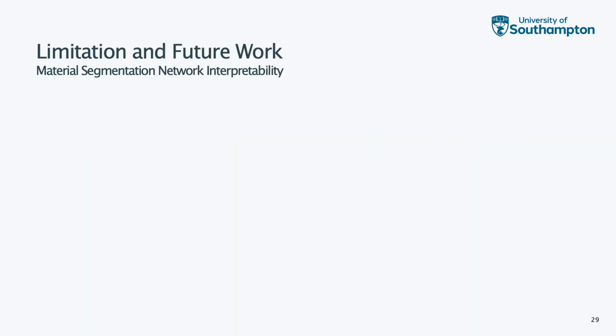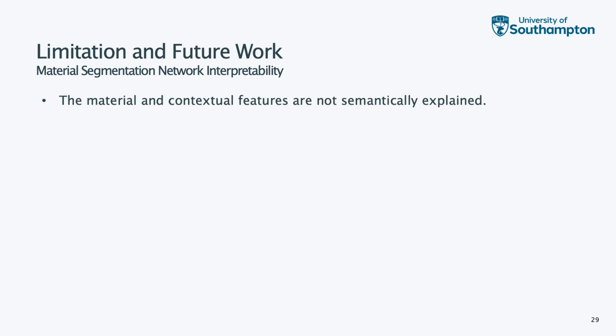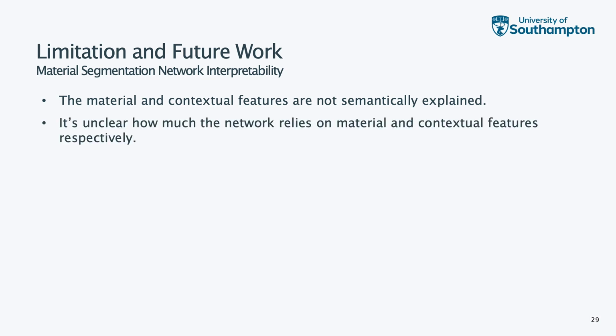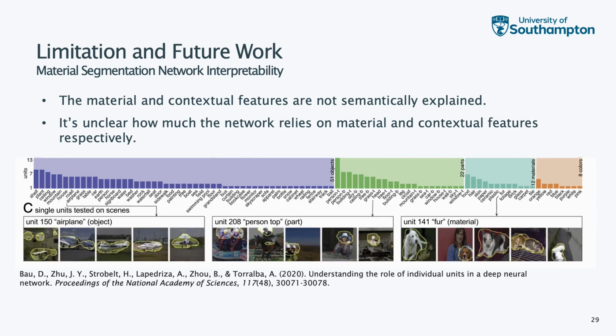Although the DBAT achieves an accuracy above 85%, the material and contextual features are not semantically explained. As a consequence, it is unclear how much the network relies on material and contextual features respectively. Therefore, in the future, we plan to interpret the features with semantic labels. One of the possible choices is the network dissection method, which aligns the features with the semantic labels that overlap most with the extracted features.